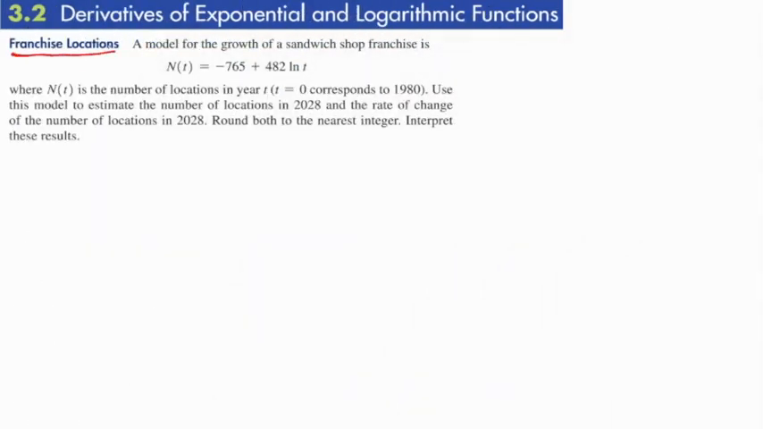So here's an application for franchise locations, and they give us this model for growth of number of sandwich shops. And if T is the number of locations they have, when T equals 0, that represents the year 1980. Use this model to estimate the number of locations in 2028 and the rate of change of the number of locations in 2028. Round both to the nearest integer, interpret these results. So 2028 means we're talking about T equal to 48. So that's 48 years after the year 1980.